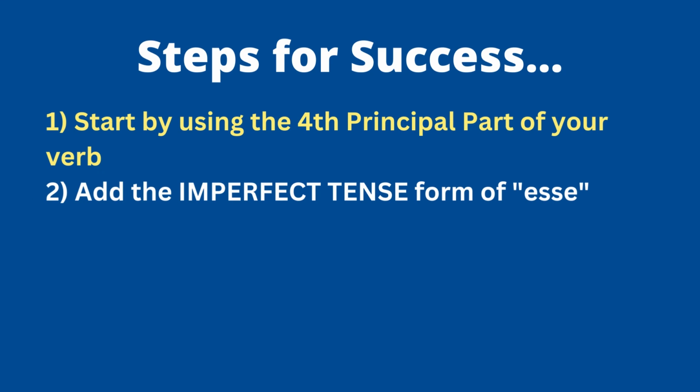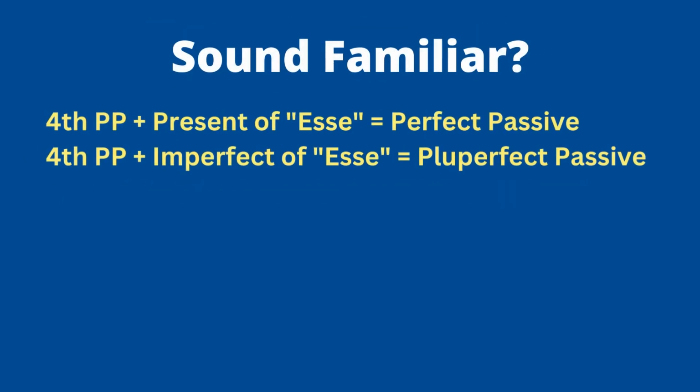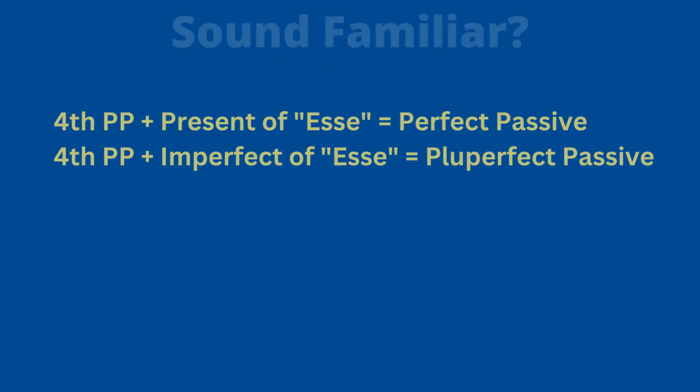You go to the fourth principal part of your verb and you add the imperfect form of esse, the verb to be. Now, this might sound familiar, and if it does, it's because we did this with perfect tense. So when you have a fourth principal part and the present tense of esse, you're dealing with perfect passive. When you have the fourth principal part and the imperfect of esse, now you're in pluperfect passive.